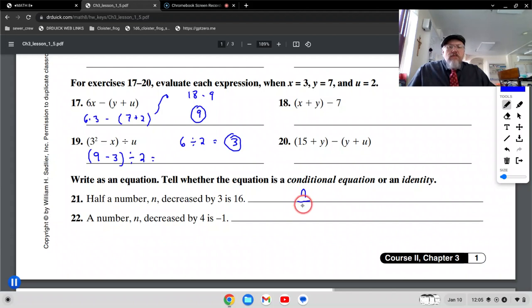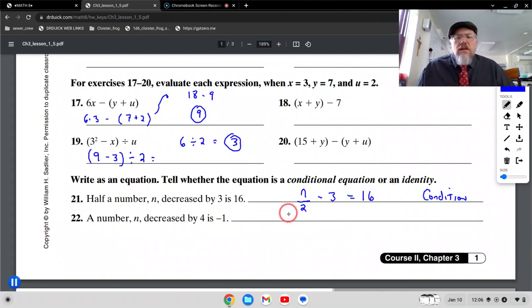So n, half of that would be divided by 2, right? Is decreased by 3, right? Minus 3 equals 16. That's how you would write that out. And that would be definitely conditional. It's not an identity, right? There's identity ones where you're trying to make it equal itself or you divide by itself. That's an identity problem. That's not an identity problem, right?